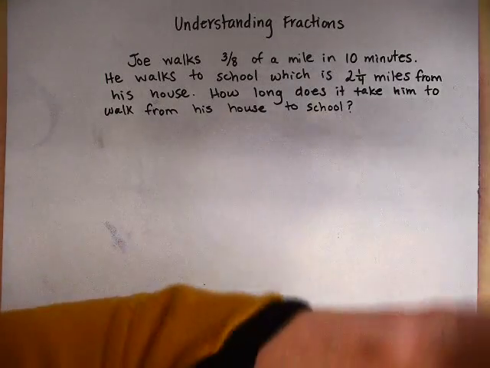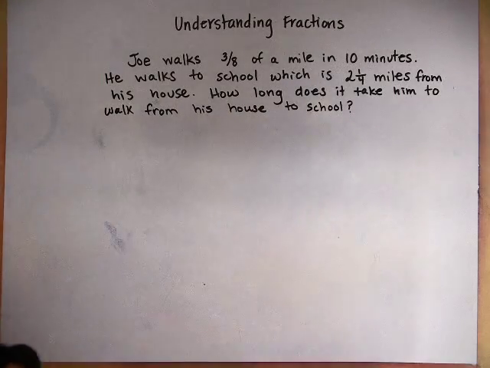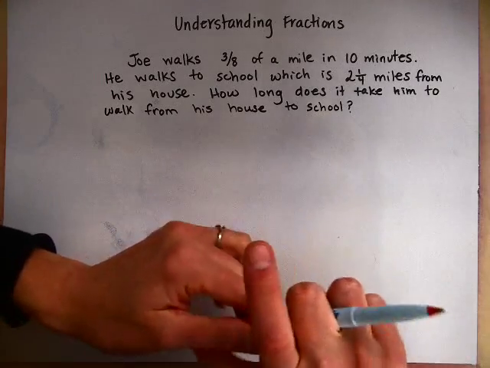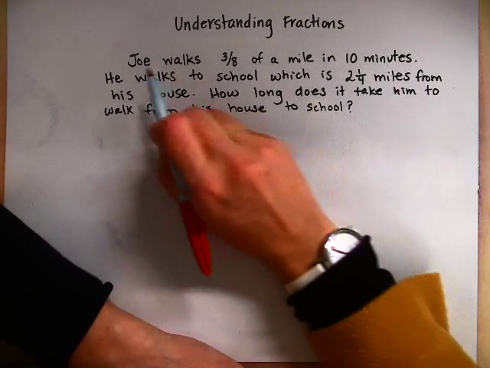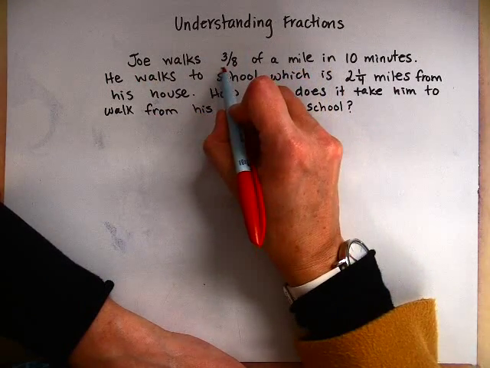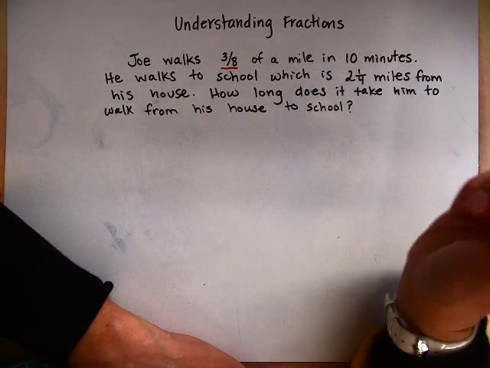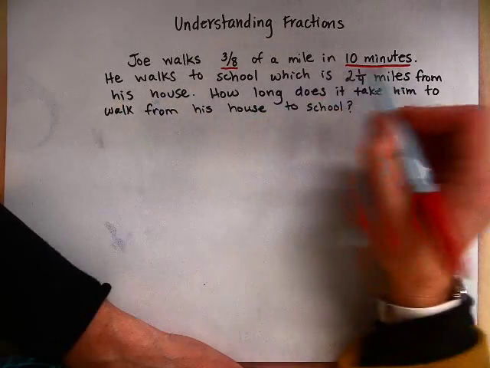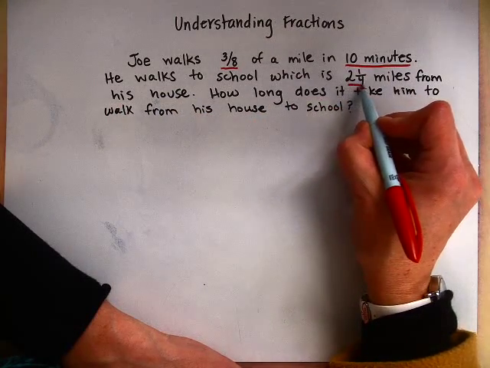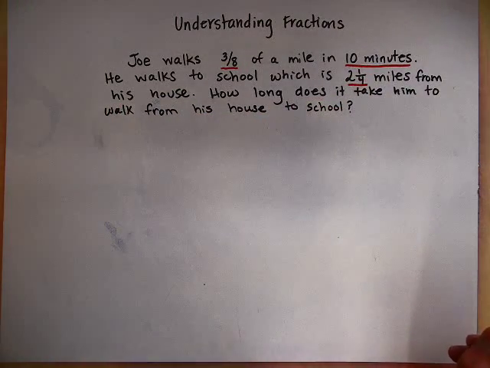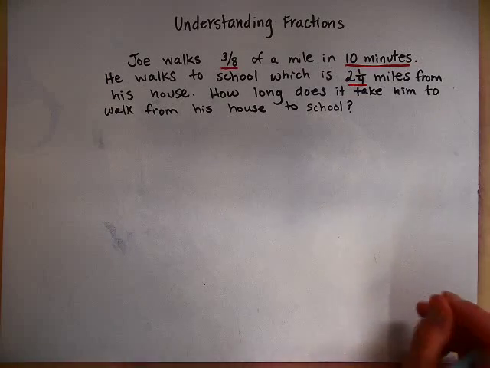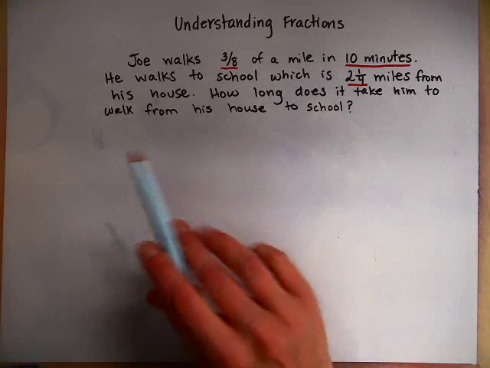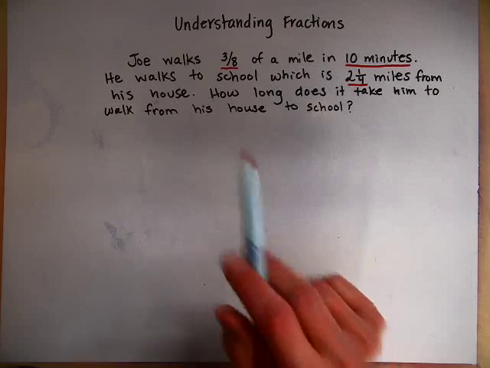So we need to break up this problem a little bit to understand it fully, I think. So he walks 3/8 of a mile in 10 minutes, and he walks to school, which is 2 1/4 miles from his house. And we want to know how long it takes him to get from his house to school.